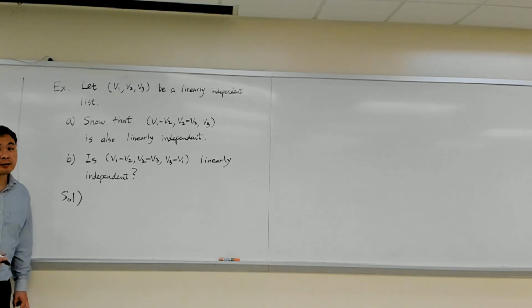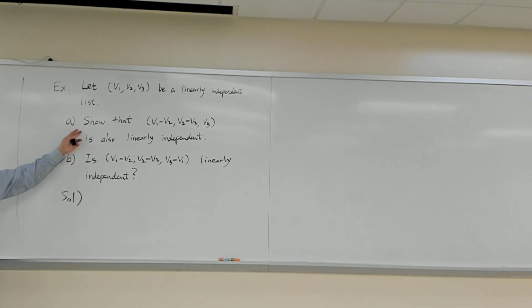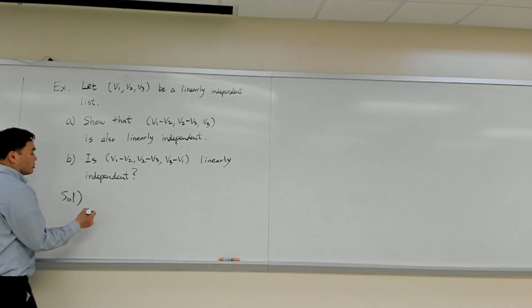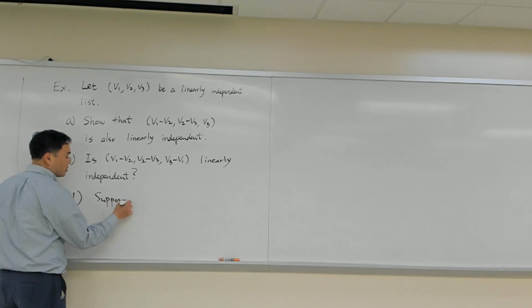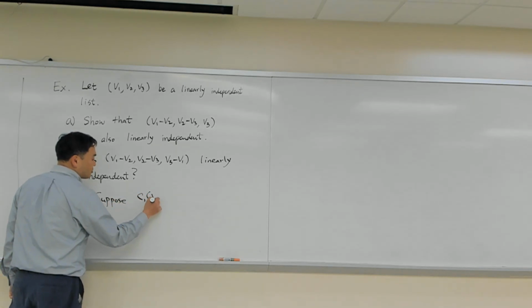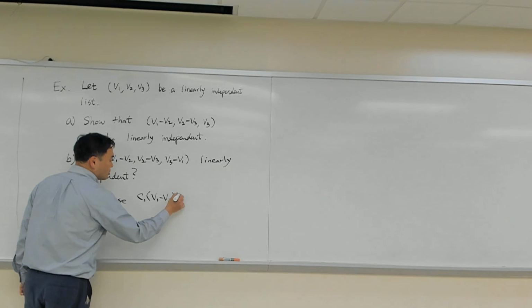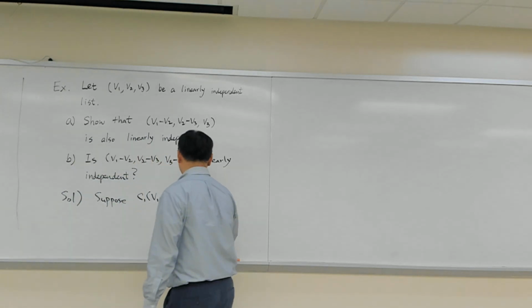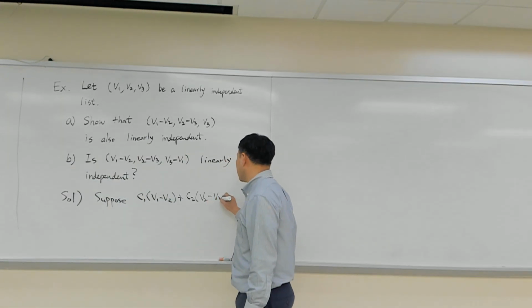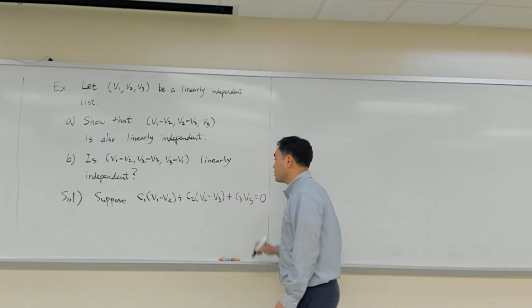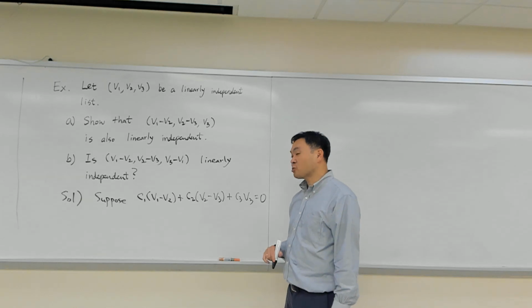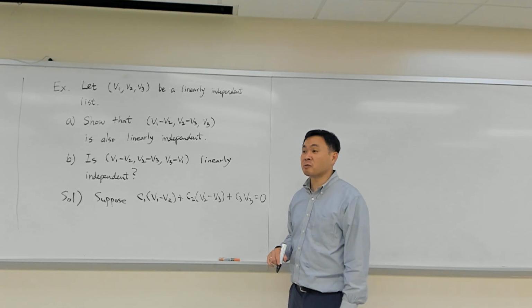So let's show that this is linearly independent. Suppose you have C1 times (V1 minus V2) plus C2 times (V2 minus V3) plus C3 times V3 is equal to 0. Question: what do we have to show in order to show linear independence?